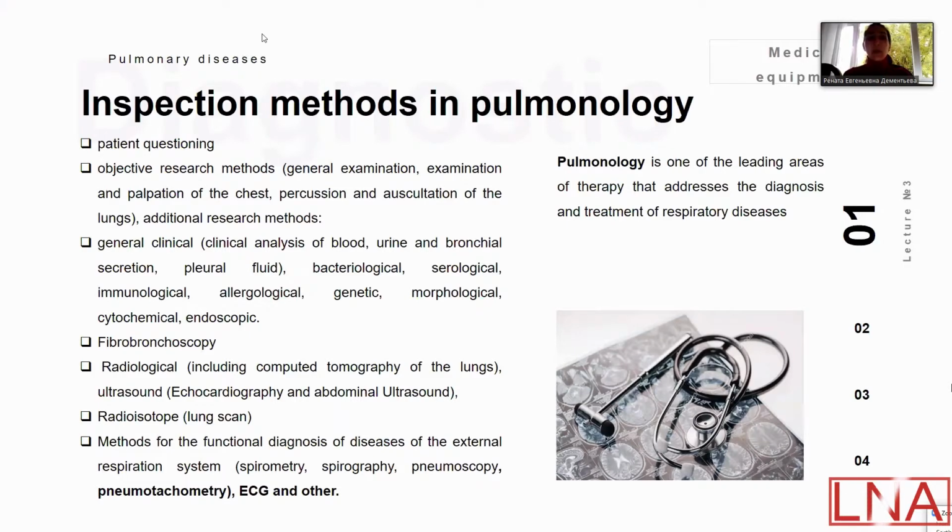Next type: bacteriological, virological, immunological, allergological, genetic type of clinical knowledge, morphological, cytochemical, and endoscopic type of instrumental diagnostics. So all these additional types of diagnostics include laboratory and instrumental diagnostics, and usually will start from the simple methods till the hard methods and more expensive methods. It's usual practice in all countries.